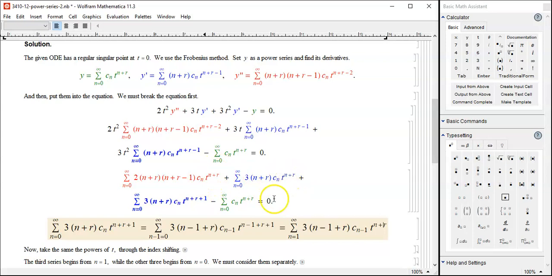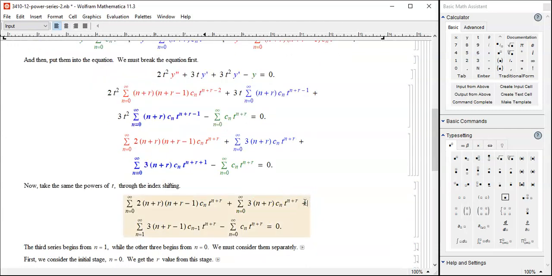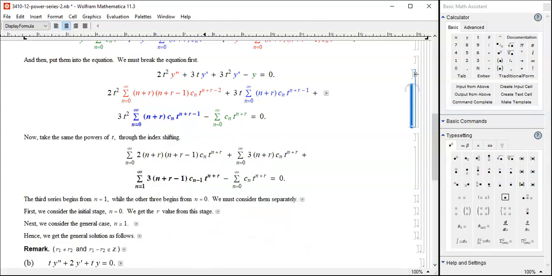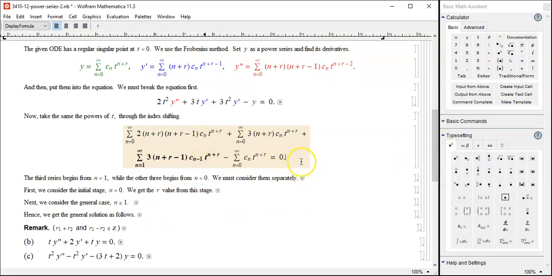N plus r power, n plus r power, n plus r power. No problem there. All right? So here's the conclusion. This one, we just worked out, highlighted in bold. Okay, now that we got all the index shifting and everything done, and everything is in terms of t to the n plus r power, I can put all those together.